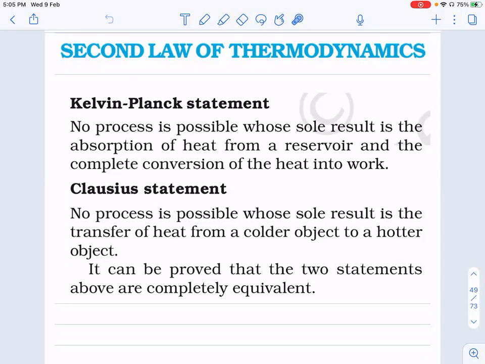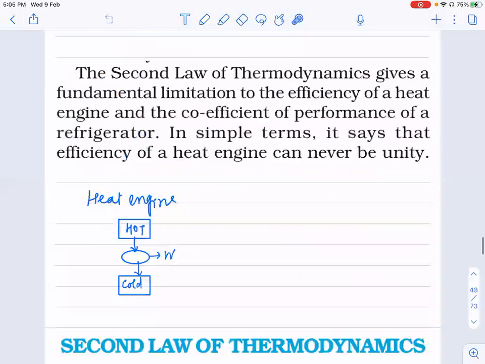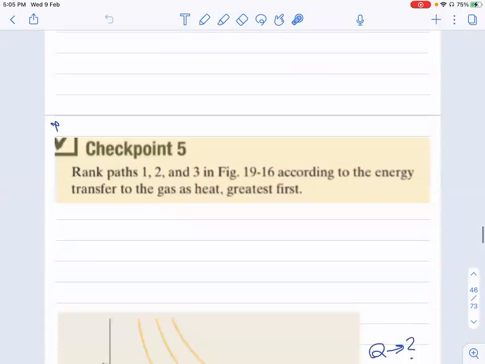Okay. Yesterday we have seen various processes, including adiabatic process. Was there any homework? I think we have done all the questions.